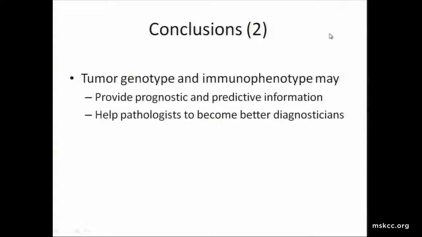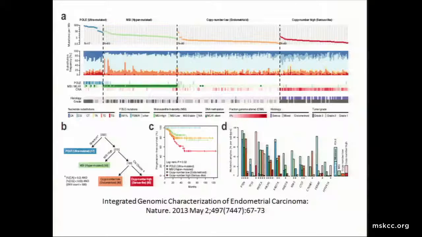So conclusions from the second part of this talk are that the tumor genotype and immunophenotype might provide prognostic and predictive information, and at least given the example of the study I did with Karuna Garg, it also helps pathologists to become better diagnosticians. In most cases, we're able to diagnose serous carcinoma without the use of a P53 stain, but only after we've had the experience of correlating our morphological impression with P53 immunohistochemistry over a long period of time.